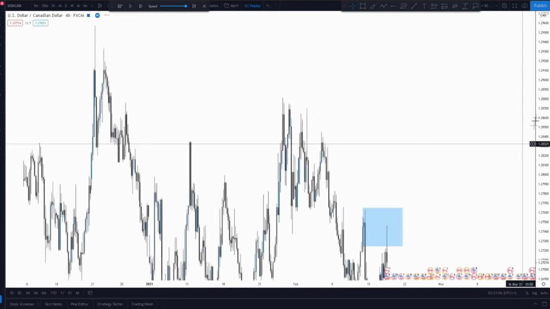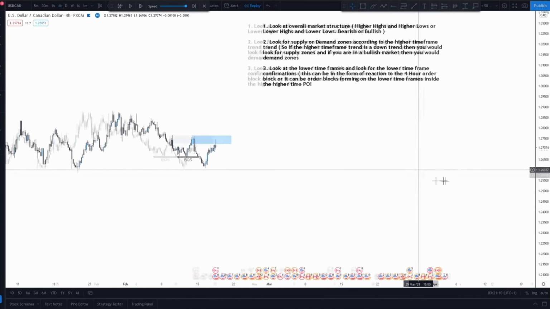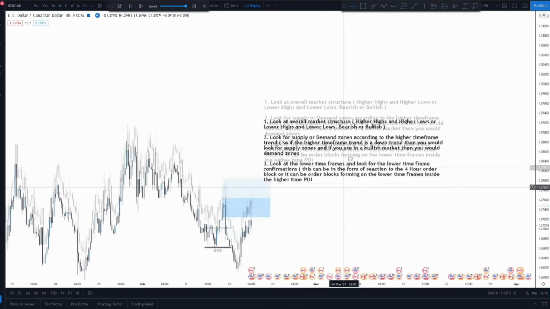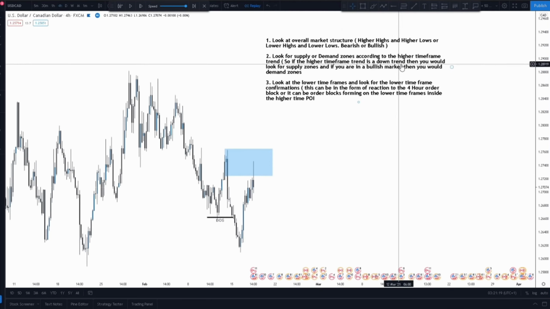Remember, we need to refer back to our rules. Always follow your strict rules, right? Rule-based systems are always far more likely to outperform non-rule-based systems, right? So our first rule was look at your higher time frame bias, look at your supply and demand zones according to that higher time frame trend.